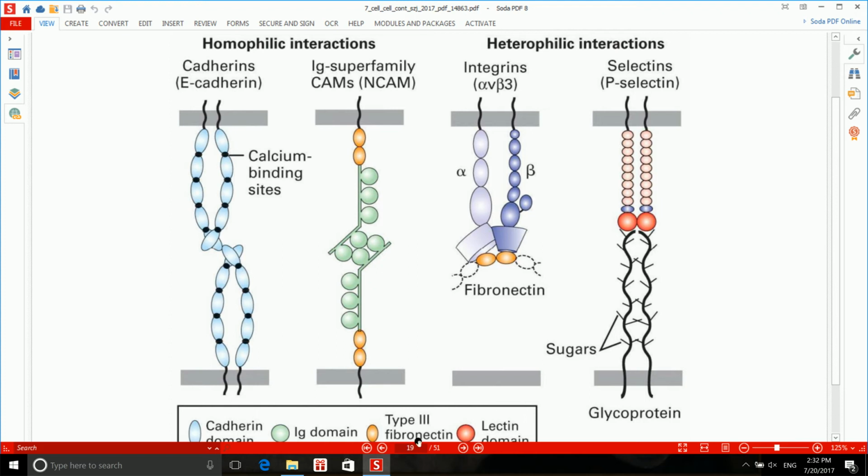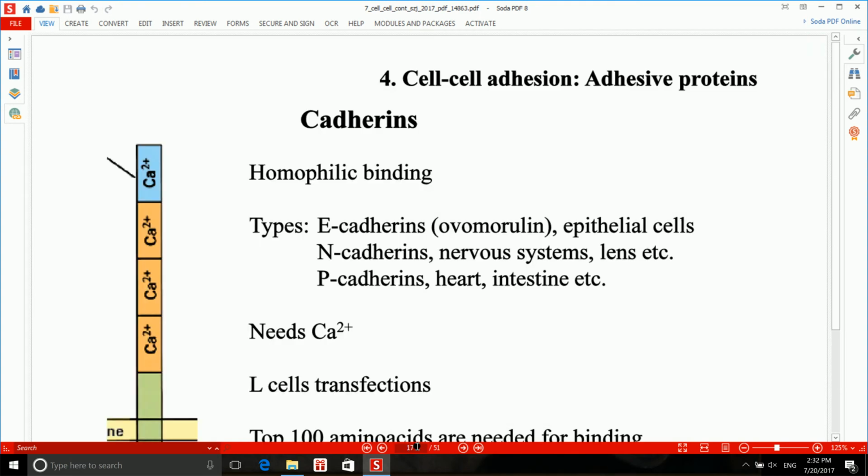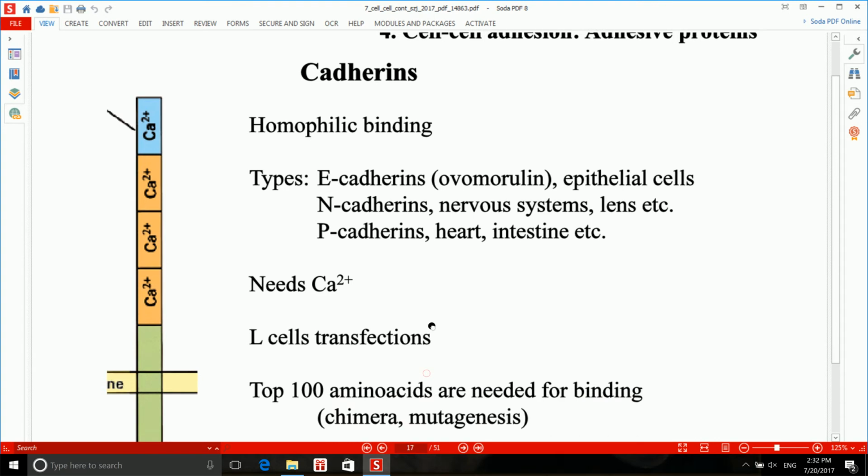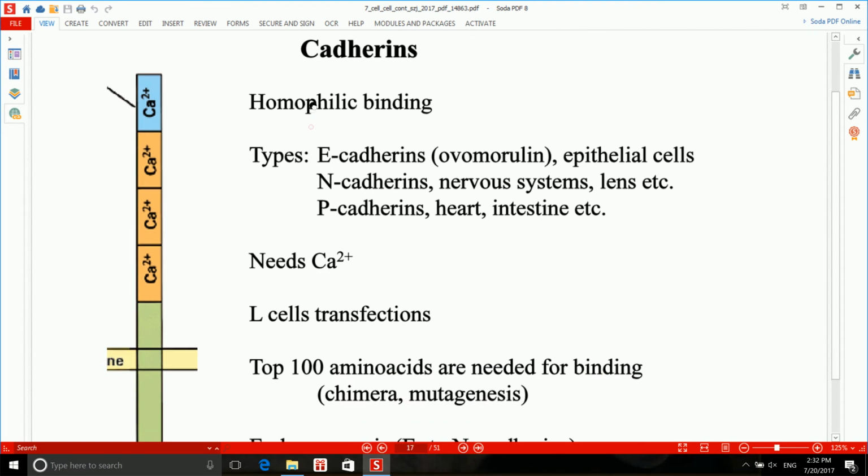Now let's talk about cadherin, which has homophilic binding properties. There are different types of cadherins: E-cadherin, N-cadherin, P-cadherin. I don't think you need to know where each of them is, but E-cadherin is important because we're going to talk about E-cadherins when we're talking about extravasation. So maybe just know that E-cadherins are present in the epithelial cells.